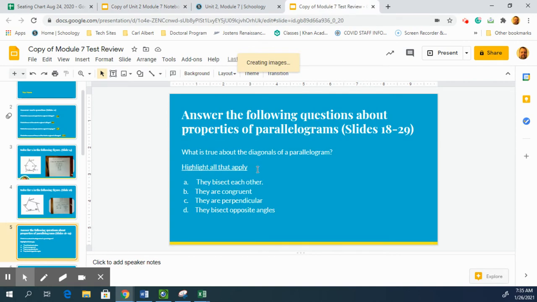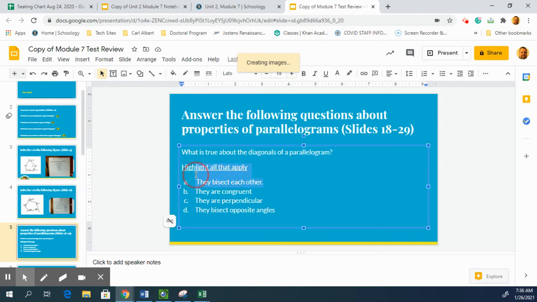So it says highlight all that apply. There could be more than one answer, but there is only one answer for a parallelogram. So just kind of highlight it, and that's all we're going to do.